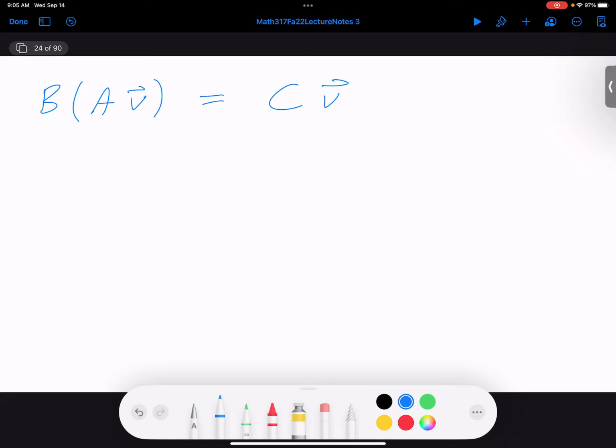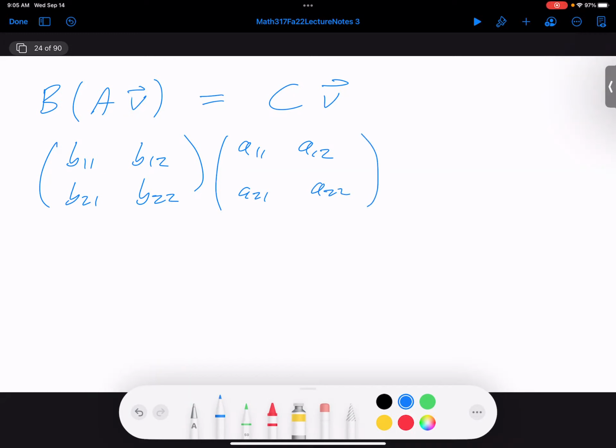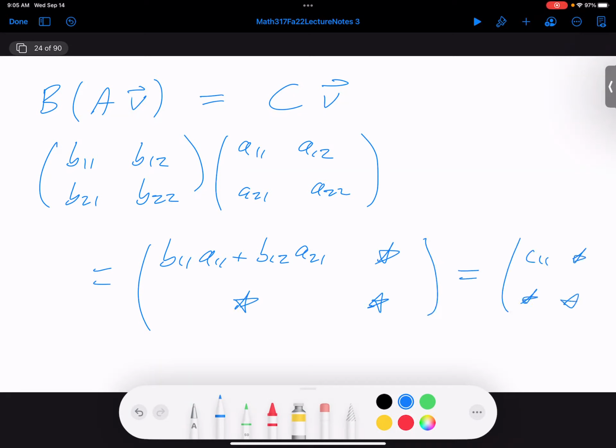We can unwind this. If we have B11, B12, B21, B22 times A11, A12, A21, A22, this is going to be B11 A11 plus B12 A21. Is this enough details? Everybody comfortable? Okay. And then I'll just fill in the rest, and that's going to be C11 and so on. So this is where the matrix multiplication comes from. It's a very natural definition to use.